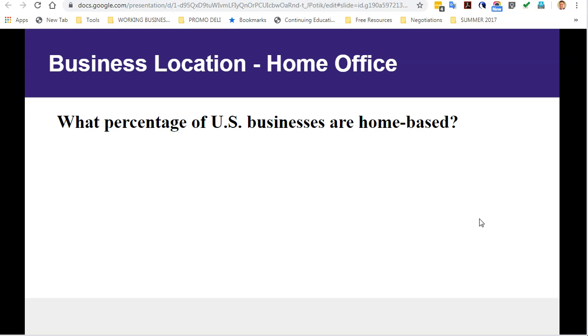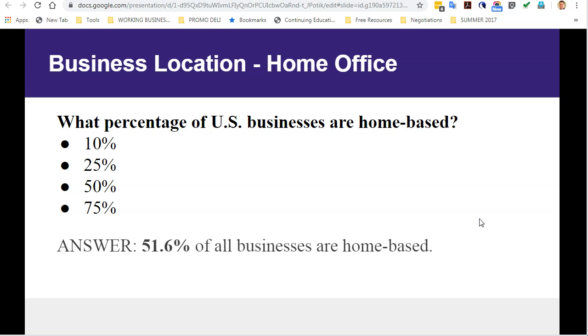So if we consider your home office, what do you think the percentage of U.S. businesses are home-based, run out of their home? Is it 10%, 25%, 50%, or 75%? What is the percentage of U.S. businesses that are home-based? If you guessed 50%, you're right. About 51.6% of all businesses are home-based, which is amazing to understand that this many businesses exist that are run out of their home.